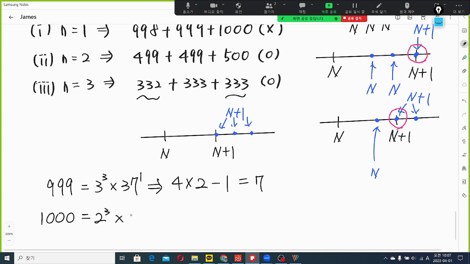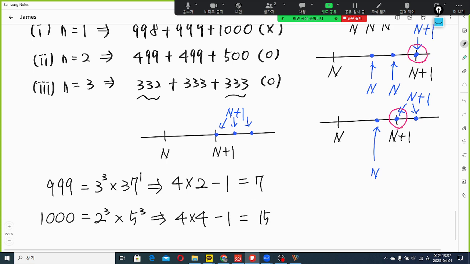So can you find the number of factors when you add 1 to each exponent and multiply? Add 1 to each exponent and then multiply them. 4 times 4 is 16. But once again, we are going to subtract 1 because the number 1 is a special case. So that's 15.